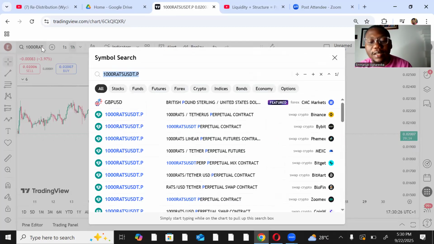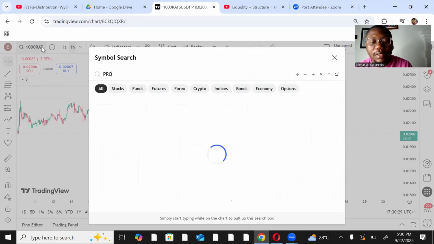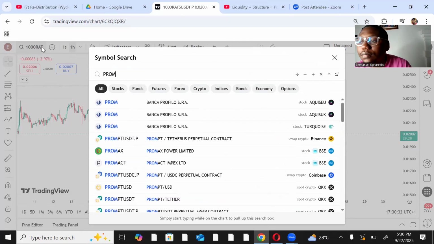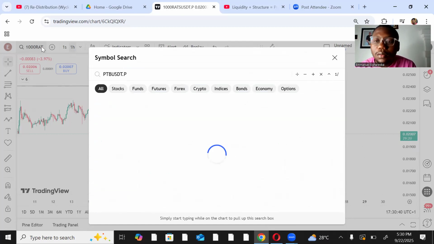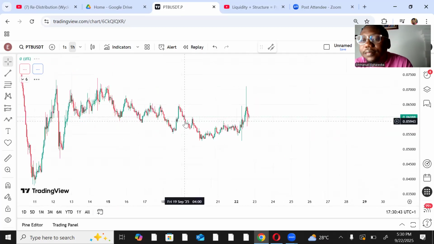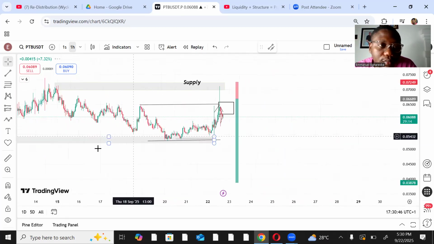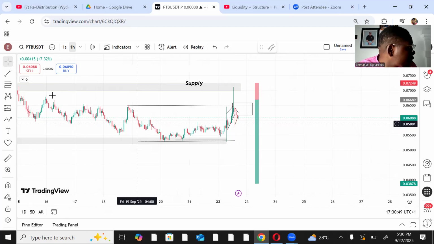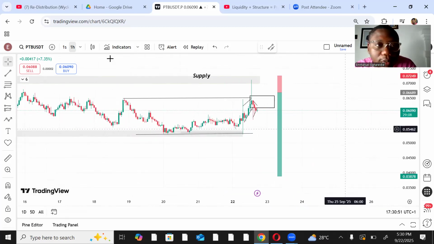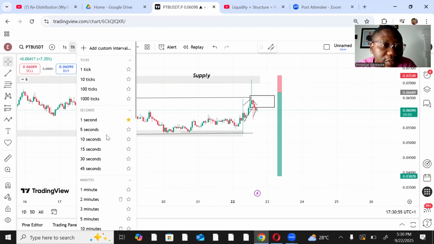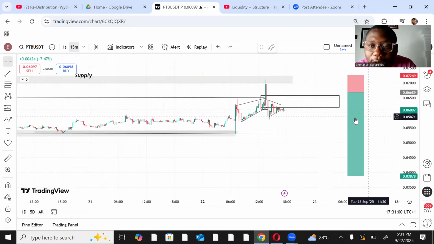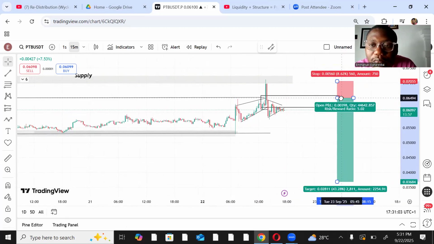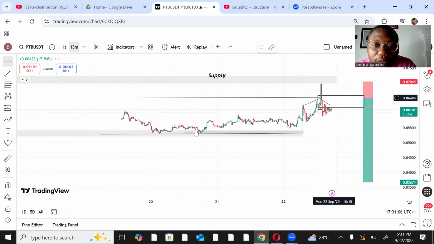Now, I'll give you another example. I think that was on Prom or PTB. Let me show you PTB. PTB, I'm currently on this trade. Currently on this trade right now. Yes. Currently on this trade as we both speak. So I'll just show you from the 15 minutes what it looks like and what we're likely going to get from this trade.